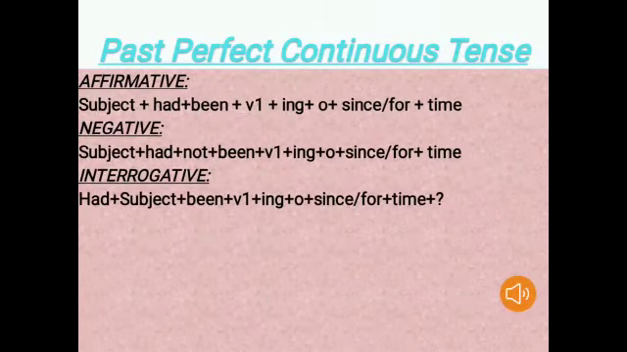In the negative sentences, subject plus had plus not plus been plus first form of the verb plus ing plus object plus since or for plus time. And now the interrogative sentences: had plus subject plus been plus first form of the verb plus ing plus object plus since or for plus time plus question mark.